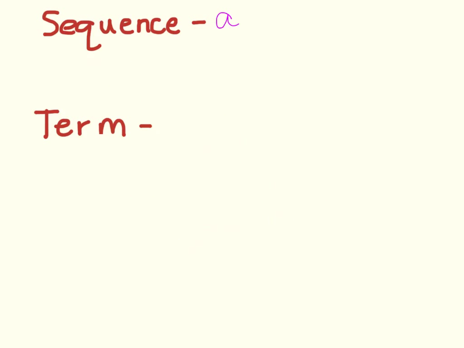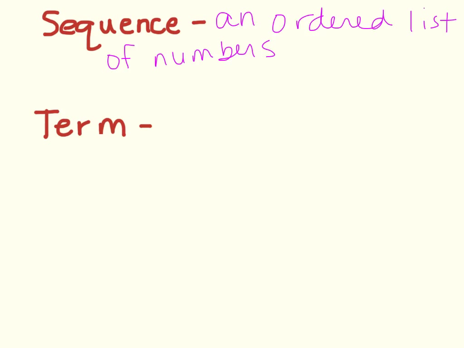A sequence is just an ordered list of numbers. Anytime we see numbers that are in a specific order, they usually have a pattern to them, then that is a sequence. A term is just each number in the sequence.